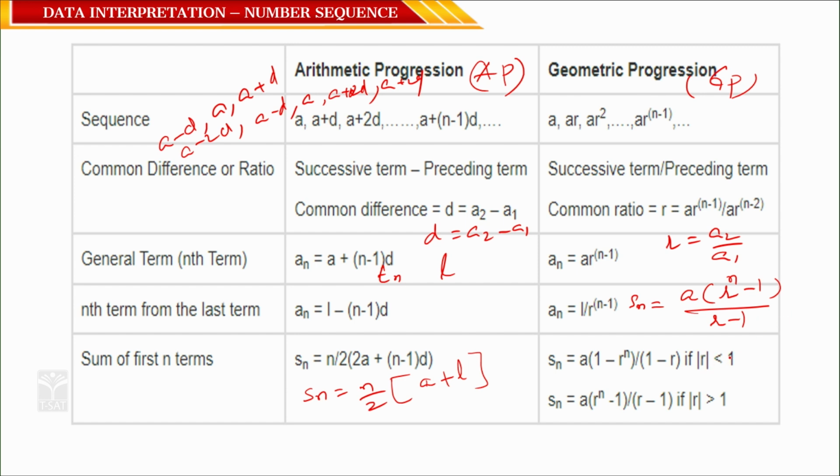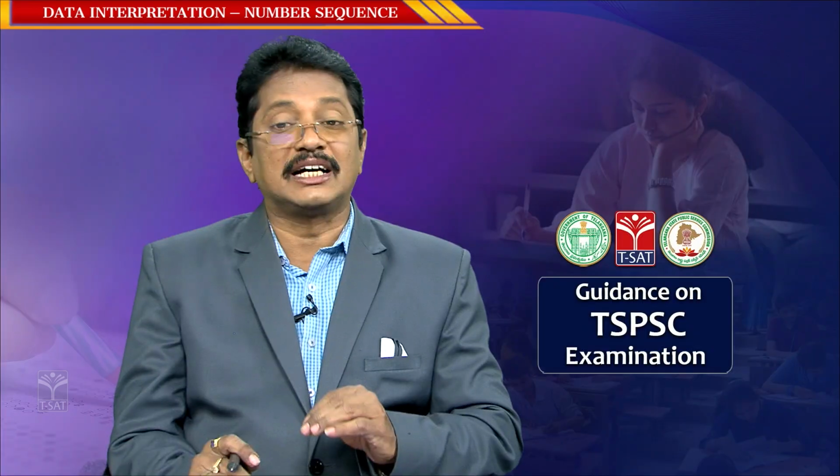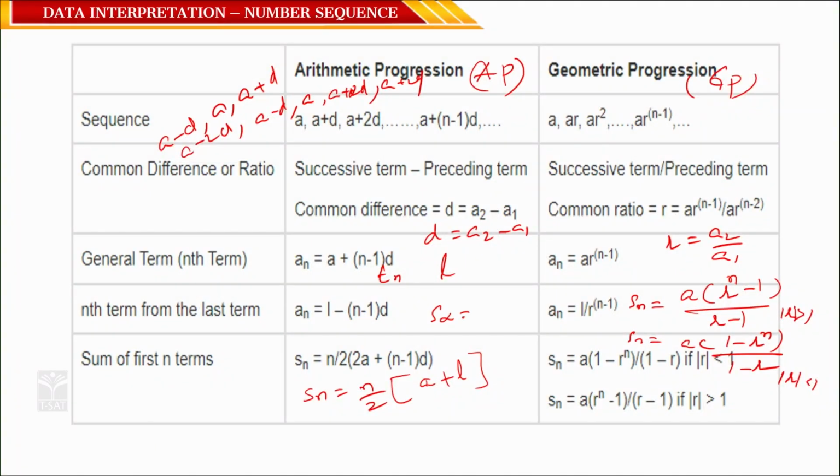If modulus r is greater than 1, if the common ratio is more than 1, that's very important. Otherwise, Sn is equal to a of 1 minus r to the power of n by 1 minus r. So here modulus r is less than 1, that's the condition. And if the series tends to infinity, the sum of terms in the infinite series, S infinity is equal to a by 1 minus r.